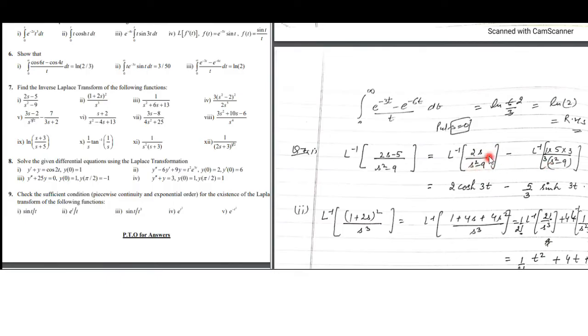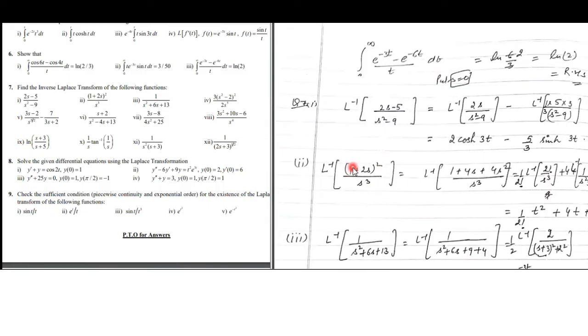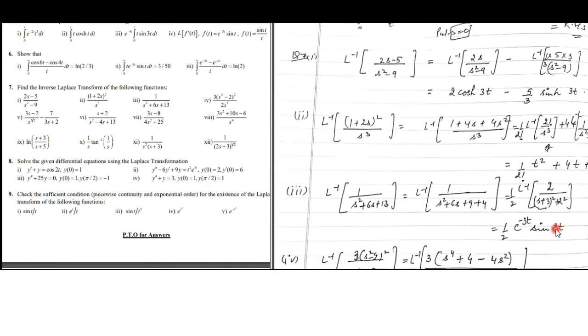This is the inverse of cos hyperbolic 3t. Here we have to divide and multiply with 3. So we can take 5 by 3 outside, and this is the inverse Laplace of sine hyperbolic 3t. So this is the Laplace inverse of this function. In the second part, we first open this square and then we can separate the terms, and then we can find out the Laplace inverse.